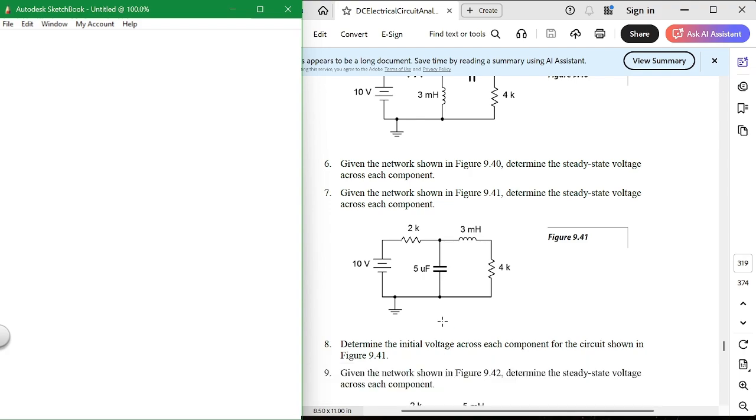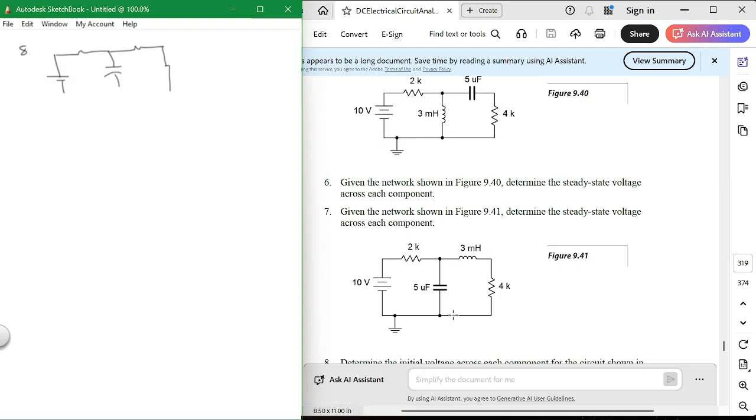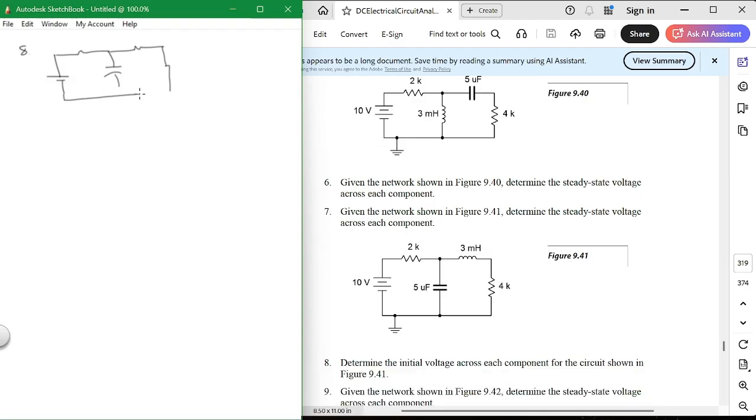So let's just ask the question. This is number 8. Here's my circuit, okay? Here is my 2K resistor, same old, same old. Now I've got a capacitor here, and an inductor up here, and then a resistor down here. So basically, what did they do? He just moved the two around, didn't he? Same circuit, same song, second verse. 10 volts, 2K, 5 microfarads, and 3 millihenries, and 4K over here.